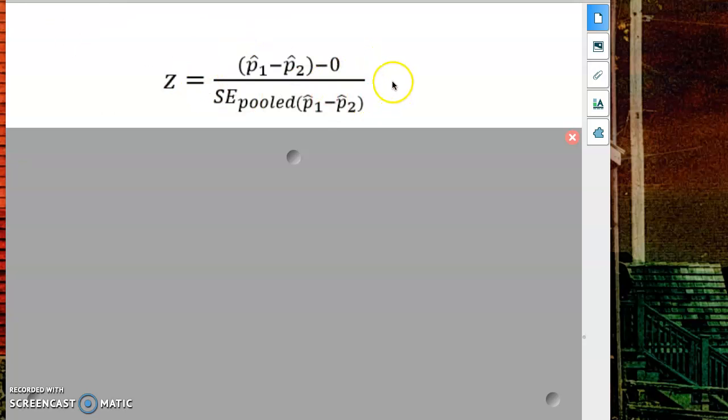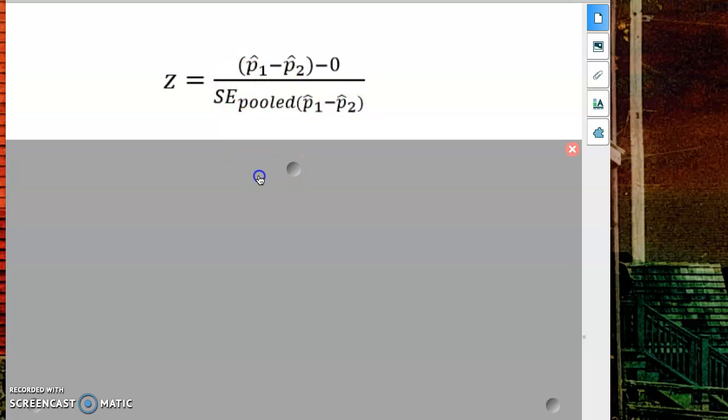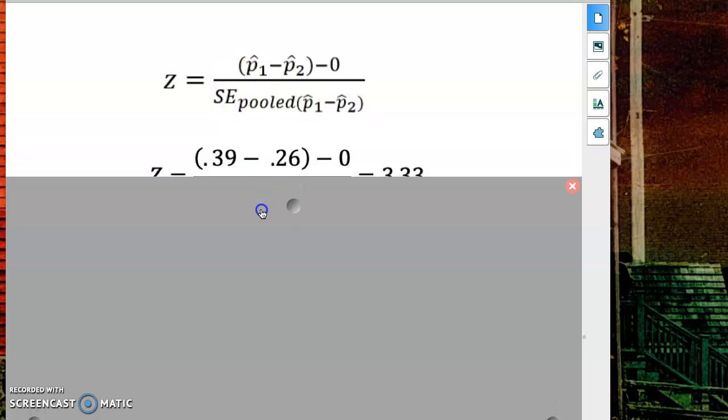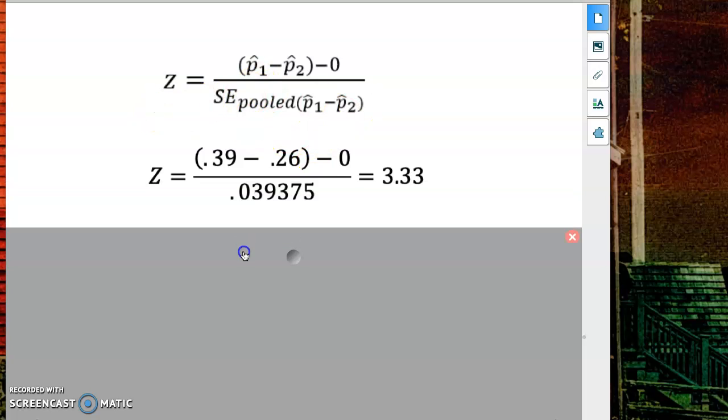Next, we're going to find the z-value using this formula. So p1 hat minus p2 hat, we just said, was 0.13. Okay, minus 0, because again, we're assuming there's no difference in the populations. Standard error of pooled, we just calculated as 0.039375. When you do this math, we end up with 3.33.